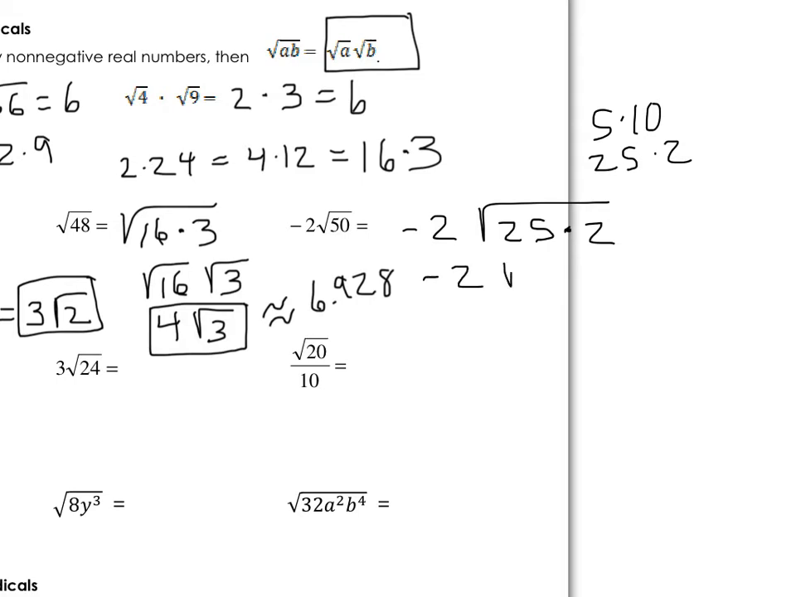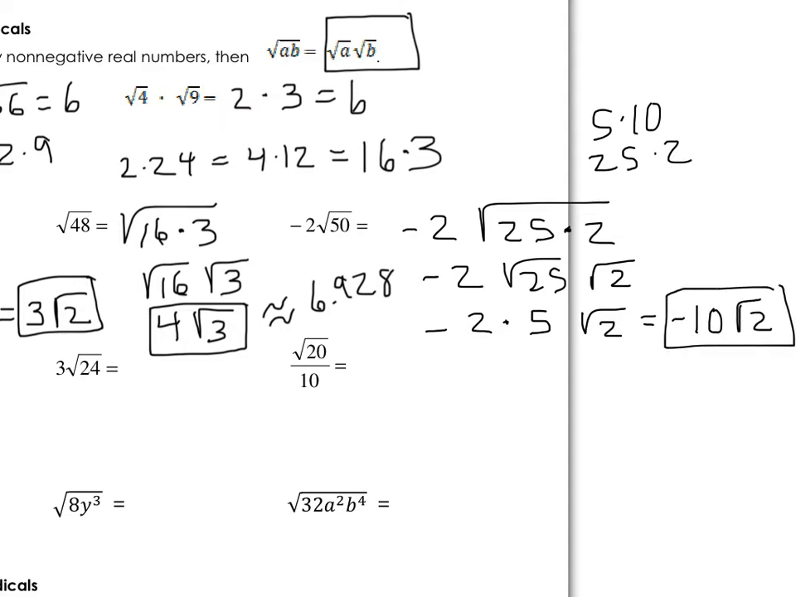Negative 2 square root of 25 times the square root of 2. Negative 2 times the square root of 25 is 5 times the square root of 2. You can multiply that 2 and the 5 together, and we have negative 10 radical 2. That's our exact answer.